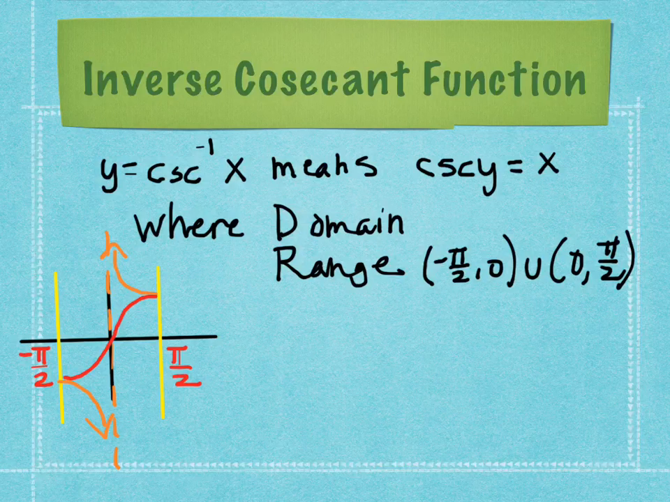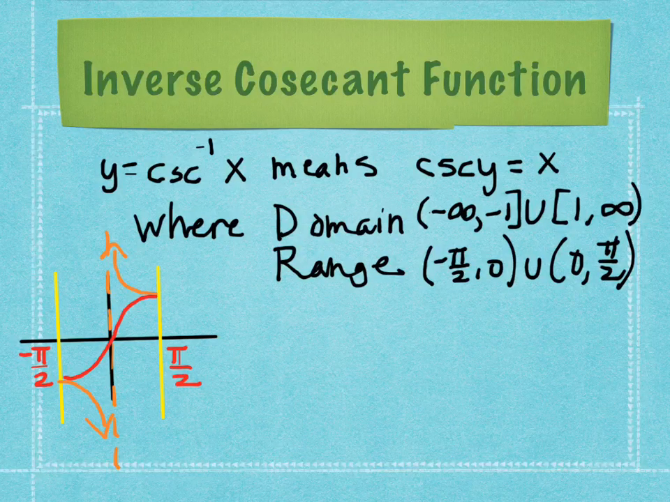And then to get the domain, I have to look back at the range of the previous graph. So the range was just like the range for secant. It goes from negative infinity to negative 1, and then union, 1 to infinity. And that will be my domain for inverse cosecant.